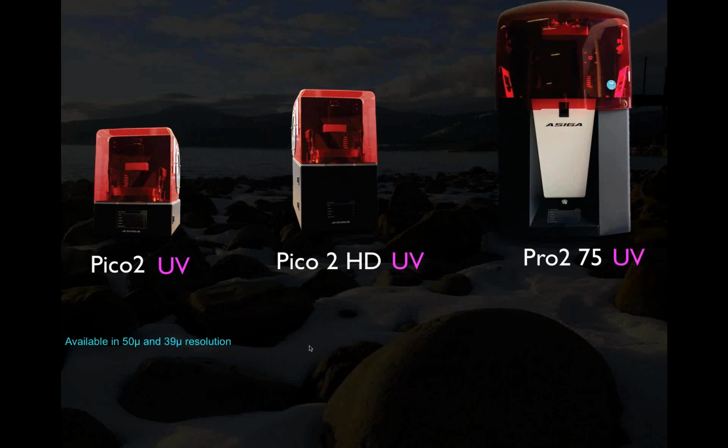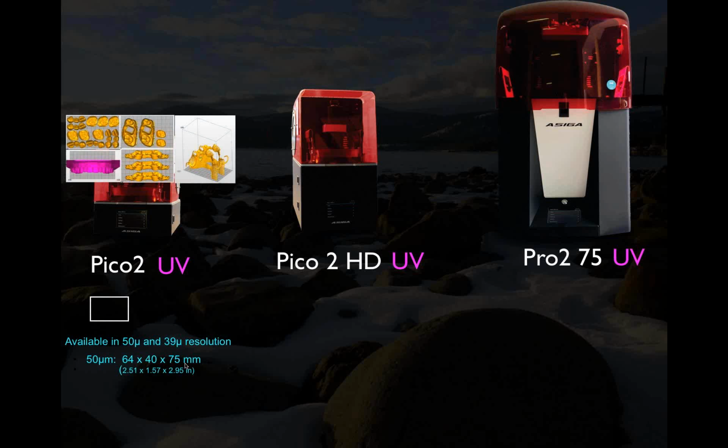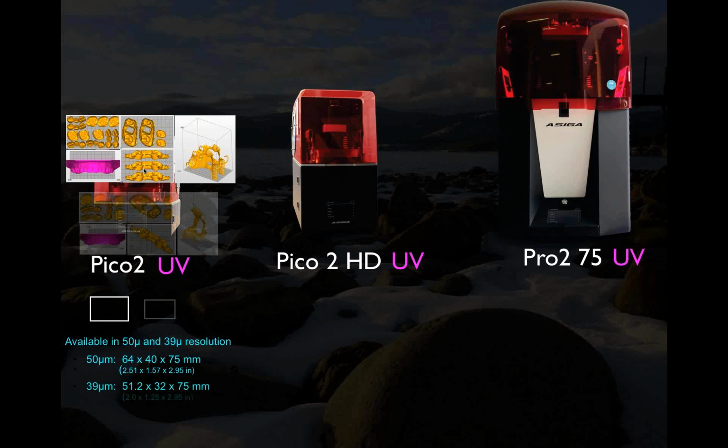Again, breaking it down a little further, the Pico 2 is available in 2 machines. One's a 50 micron resolution, the other 39 micron. These are high resolution, very detailed printing machines. The build plate is 64 by 40. The 75 means vertically how high you can go. The last number in all these examples is how high you can go vertically. This will show you about what you can fit on that build plate. Notice full models won't fit. A little partial frame would have to be vertical. You can put tiny little models on here. That's the limitation of this, but super fine detail. Probably much better for crown and bridge.